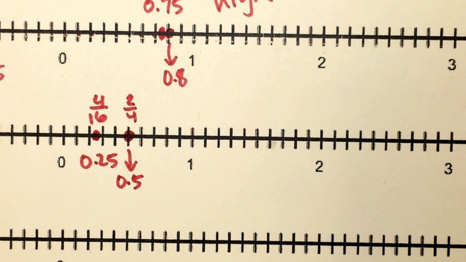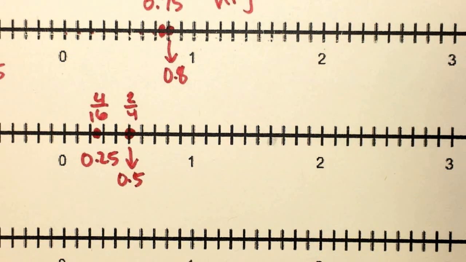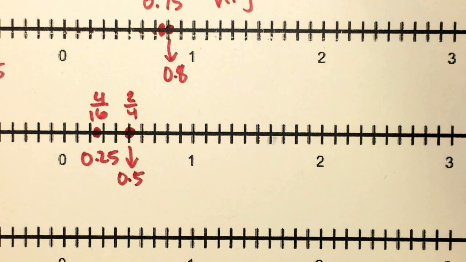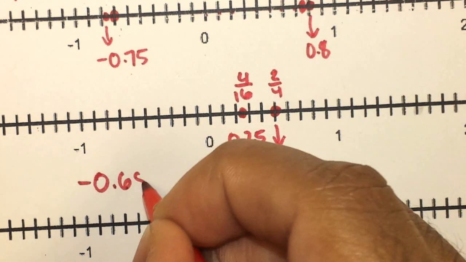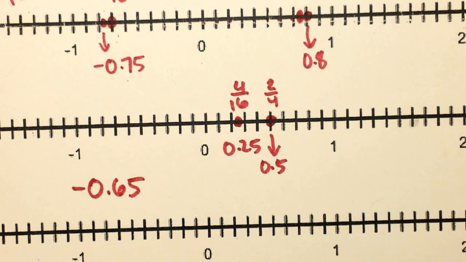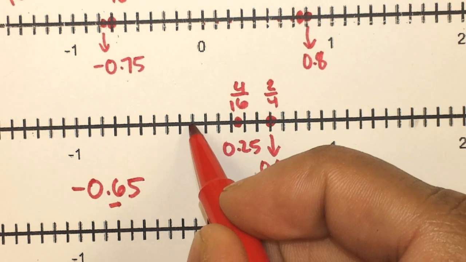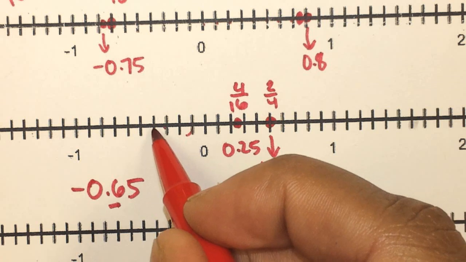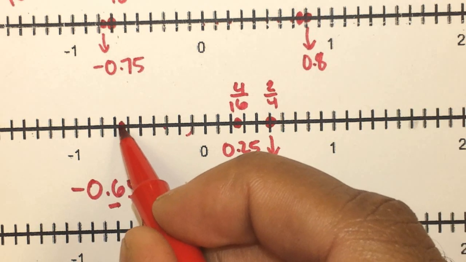Now it comes to my negatives. So for my negatives, my first one I want to look at is negative 65 hundredths. Negative 65 hundredths. So I start at 0, 6 tenths, 1, 2, 3, 4, 5, 6, and 5 hundredths is just about halfway.